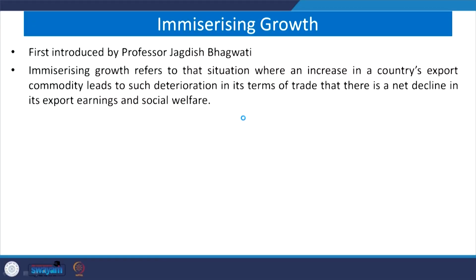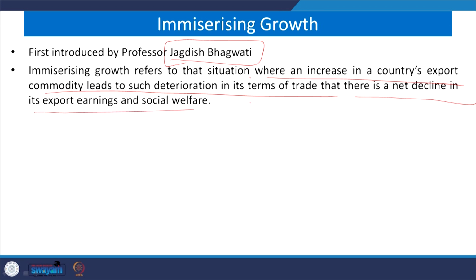The last example to be explained is with the help of the immiserising growth rate. We already started the immiserising growth case in the earlier lecture. I showed the slide but did not explain, so let us explain it. It was in 1957 explained by Jagdish Bhagwati in one of his seminal papers, where it says that immiserising growth refers to a situation where an increase in the country's export commodity leads to such deterioration in its terms of trade that there is a net decline in export earning and social welfare.